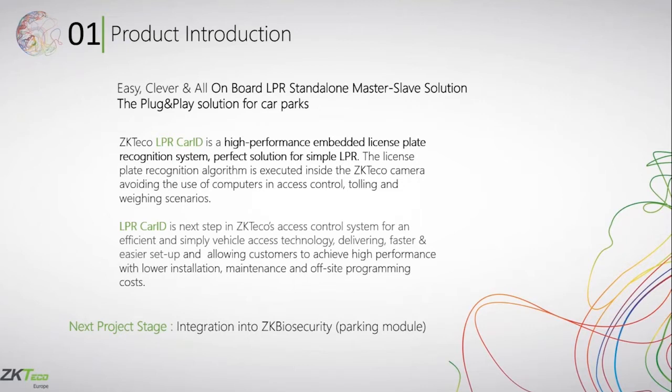We also call this a new step in the ZKTeco access control system because it's a very efficient and simple solution to get the plate of the car and also open the barrier. This is the easiest way you can do with the camera. But for sure there are so many features, as I will show you later, that you can configure and play with in the camera. So this is why I want you to join for the deep knowledge based on the integration side on Wednesday.